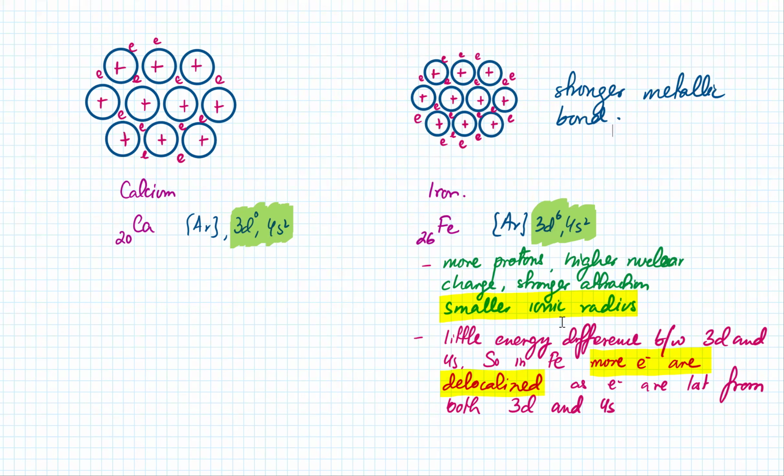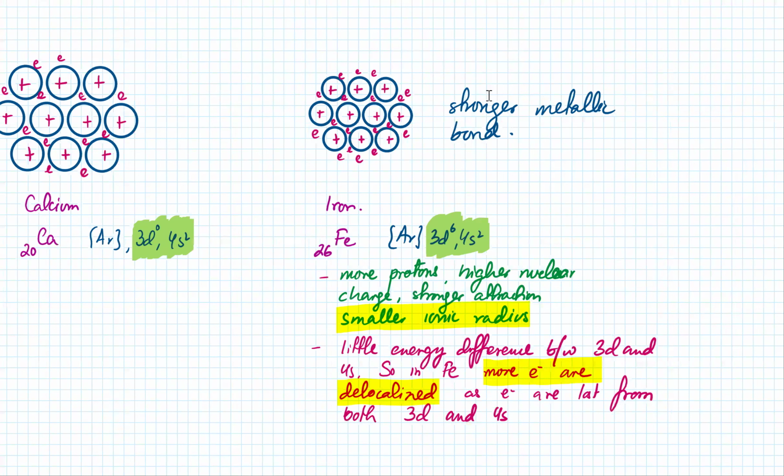Why? Because you've got a smaller ionic radius, plus more electrons are being delocalized as well in the case of iron. So that's a much stronger metallic bond. There's going to be more attraction between the positive ions and the delocalized electrons, which is why iron would have higher melting and boiling points, right? ठीक है? Clear है? Yes, sir.